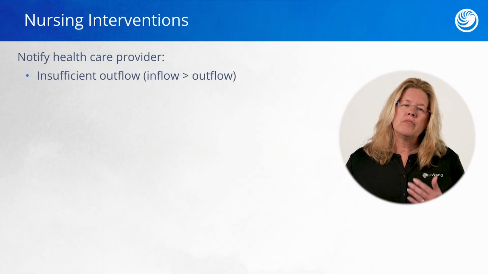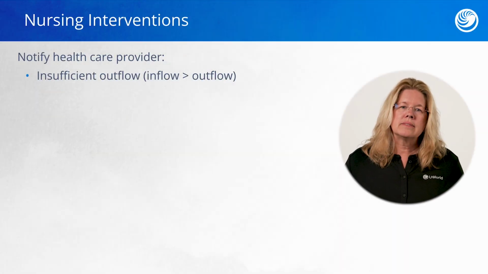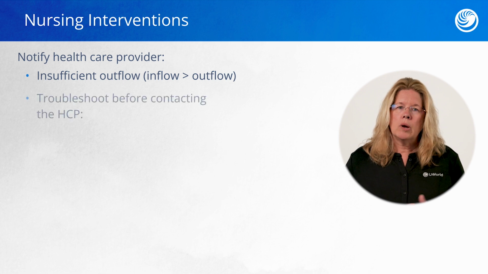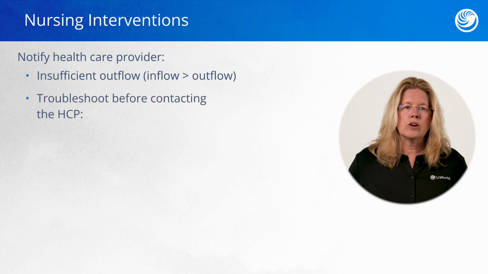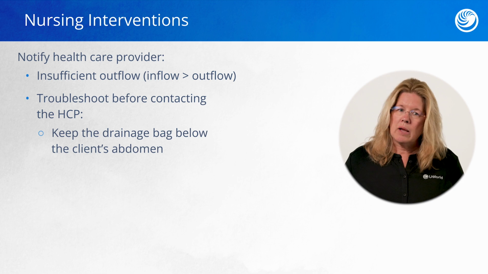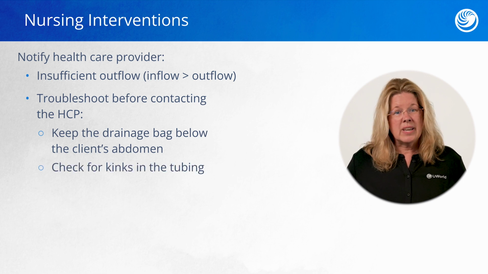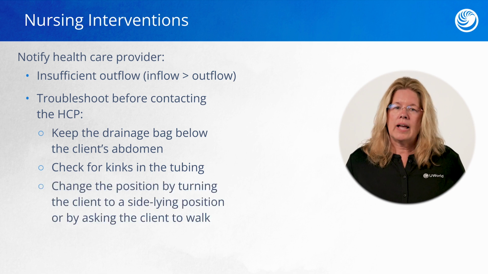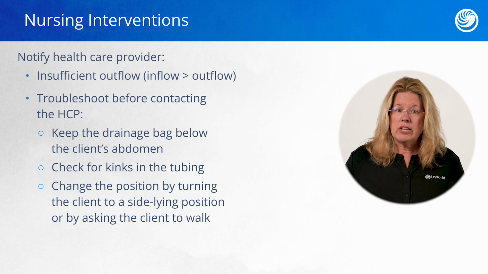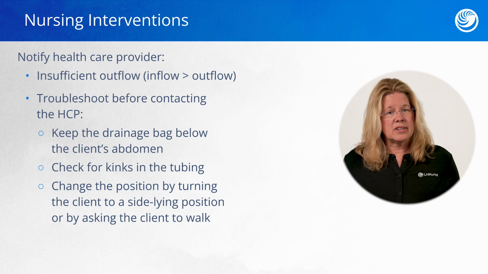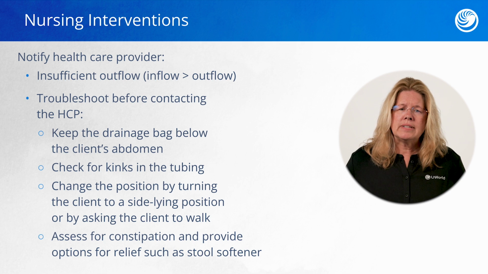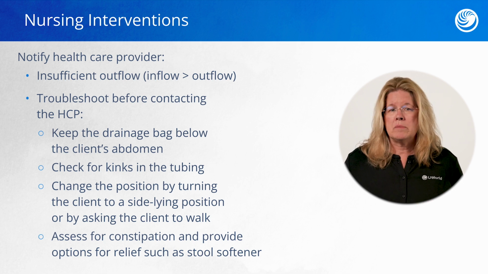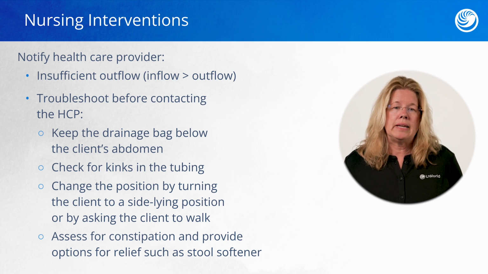So what can we do if we find that when this is outflowing, it's not equating to what went in? Troubleshooting before contacting that healthcare provider. Keep the drainage bag below the client's abdomen at all times. Check for kinks in the tubing, and there is a lot of tubing that goes from the client down to the bag. Change the position by turning the client side to side or assisting them in ambulation. It's okay to walk around with your dialysate bag attached to you. Assess for any signs of constipation and provide options such as a stool softener, or anything that might be stronger, such as a suppository, may be needed.